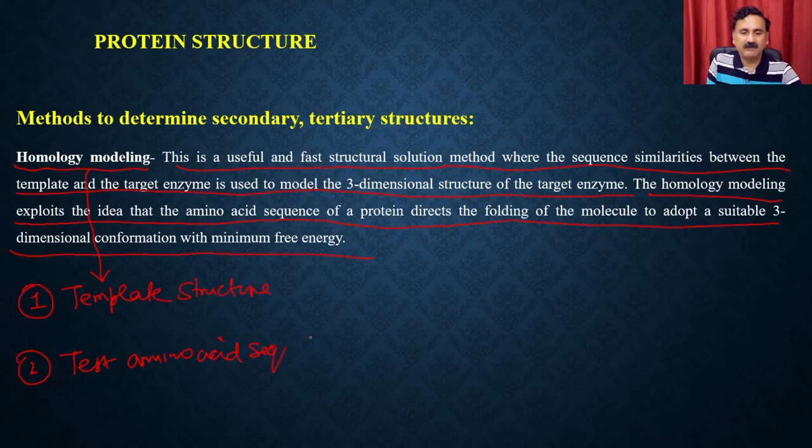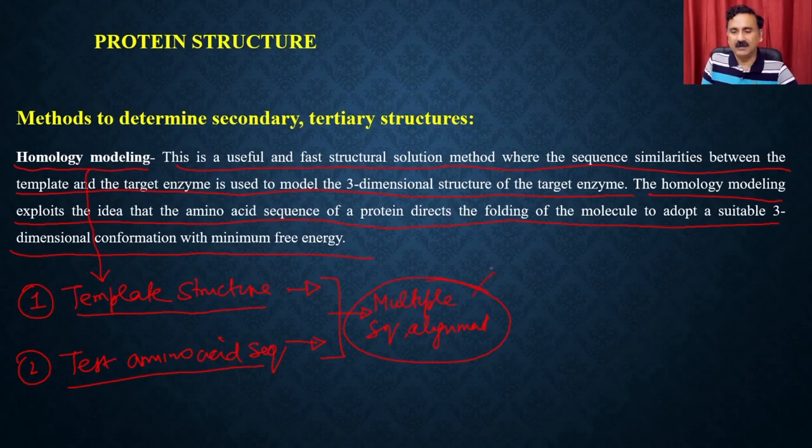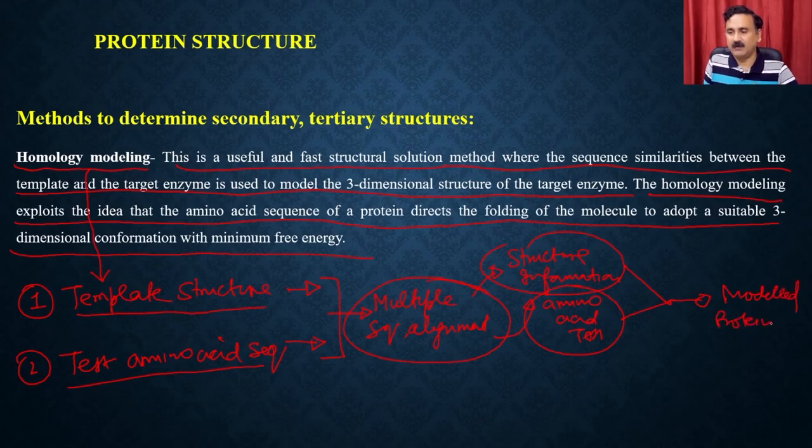Now, first what you have to do is use this particular template and this sequence and do the multiple sequence alignment. This sequence alignment is going to tell you whether this particular template is good for modeling this particular amino acid sequence or not. Once this is done, you are going to take the structure information from the template, and on this structure information, you are going to put the amino acid sequence from the test, and that's how you prepare the modeled protein. Once you have the model protein, you are going to test the quality of the model.